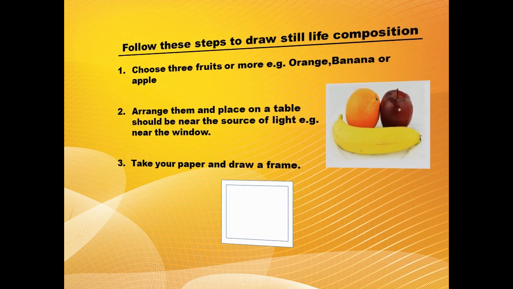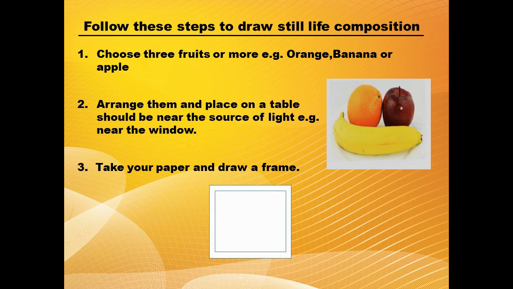Now these are the steps that you should follow to create your still life composition. Number 1, choose 3 fruits or more, then arrange them and place them on a table, and remember they should be near the source of light, e.g. near the window. You can view the slide there. You have now your 3 fruits or your 4 fruits. You can now arrange them in a nice way, like the ones we have arranged there for you.